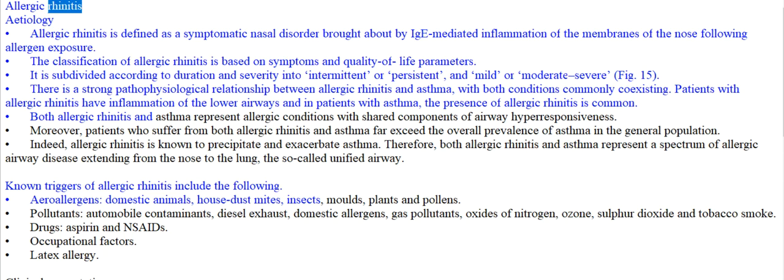Allergic rhinitis. Etiology. Allergic rhinitis is defined as a symptomatic nasal disorder brought about by IgE-mediated inflammation of the membranes of the nose following allergen exposure. The classification of allergic rhinitis is based on symptoms and quality of life parameters. It is subdivided according to duration and severity into intermittent or persistent, and mild or moderate, severe, Fig 15.